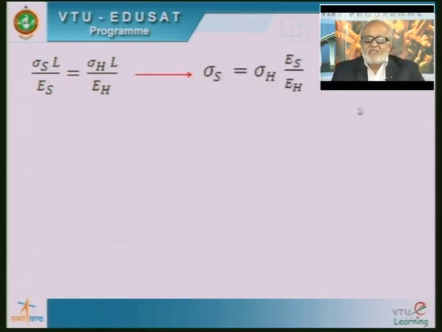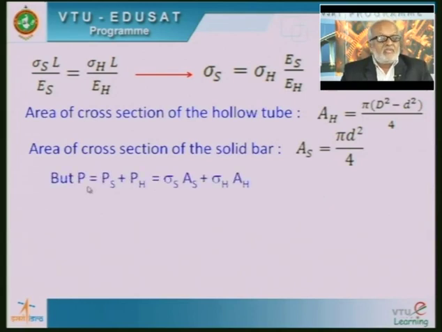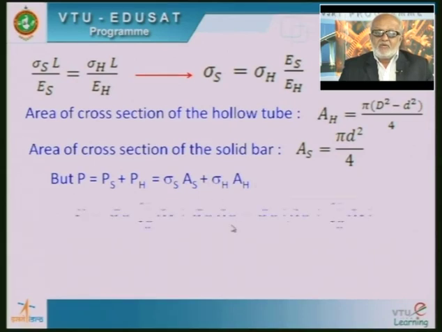Then we try to modify this equation. In fact, this will be the fundamental equation which connects the stress in the solid bar to the stress in the hollow tube in terms of the modulus of elasticity of the solid bar and the hollow tube, and the areas of cross section of the hollow tube and solid bar. Then we know that the total load is to be carried by both the solid bar as well as the hollow tube. So we put sigma S AS, stress multiplied by area, for the solid portion, plus sigma H AH, stress multiplied by area, for the hollow portion.